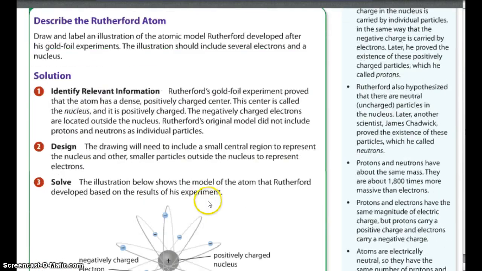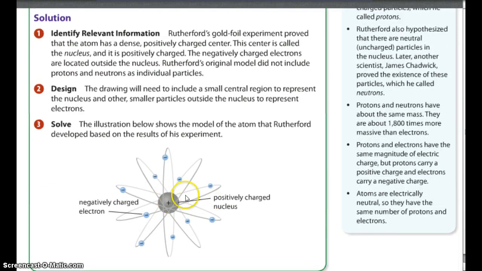The drawing should have a small region in the middle for the positively charged nucleus. If you drew the protons and neutrons in the middle, that's fine. This is not a huge deal. His big contribution was that the nucleus was the positive portion in the center. The electrons were around it.